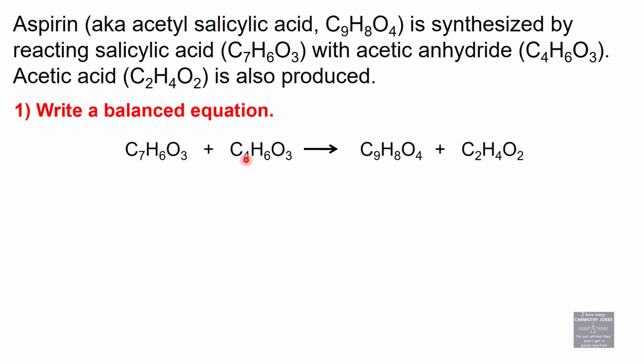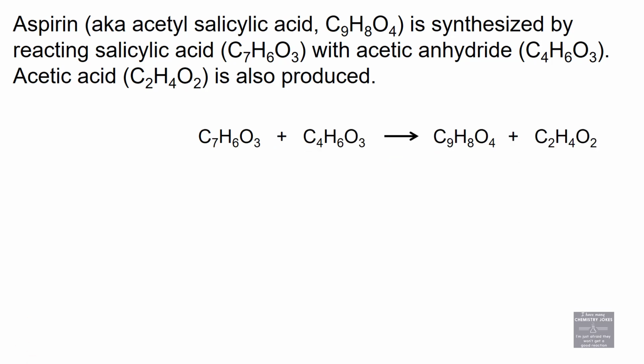7 plus 4, that's 11. 9 plus 2, that's 11. 11 carbon on each side. 6 plus 6, that's 12. 8 plus 4, that's also 12. That's 12 hydrogen on each side. 3 plus 3, that's 6. 4 plus 2, that's 6. 6 oxygen on each side. Believe it or not, that is a balanced equation. 1 is the coefficient for everybody. Okay, so write a balanced chemical equation, and then we can start answering the questions.